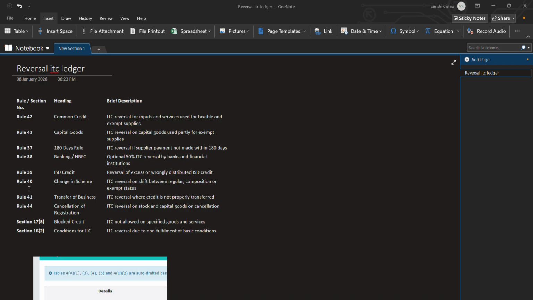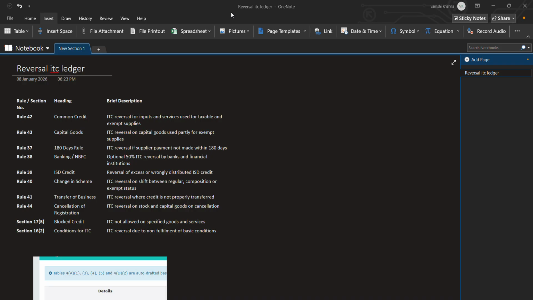Next, rule 40, change in scheme. Earlier we used to do regular GST basis, but nowadays we are doing composite basis or exempt status. So whatever input we have left sitting in the credit ledger or in stock, we have to reverse everything. If we have excess stock, then we have to repay, I mean pay the amount.